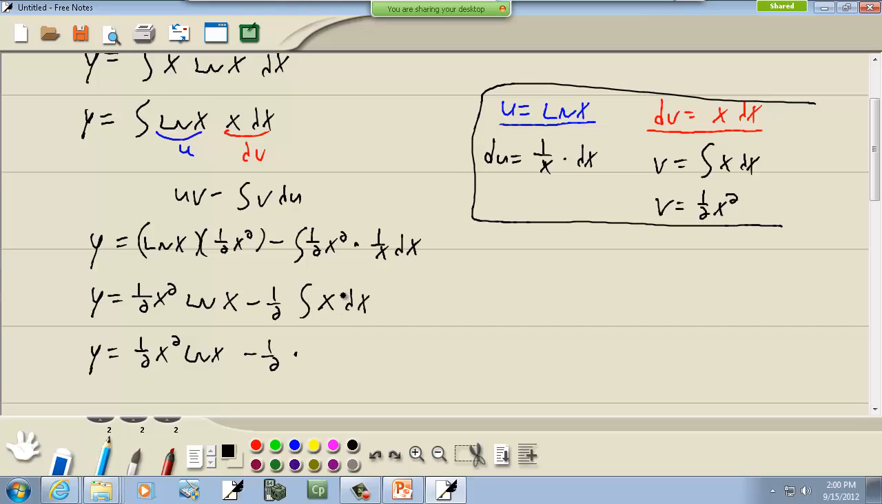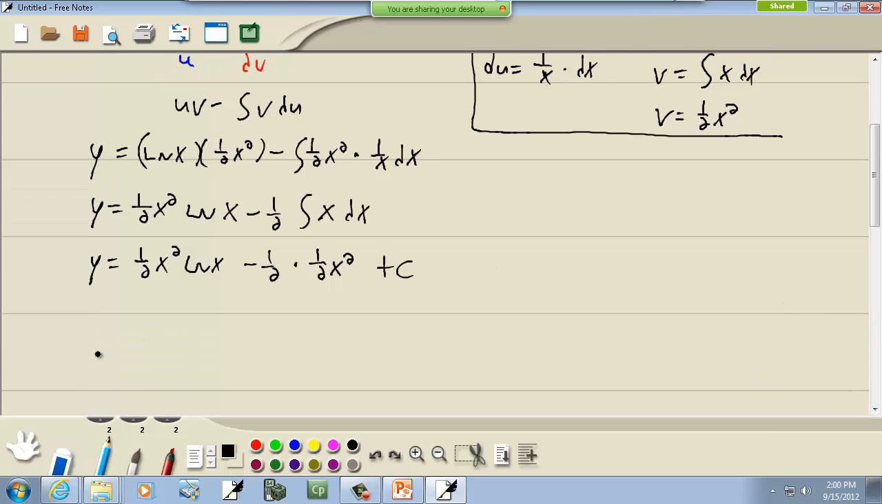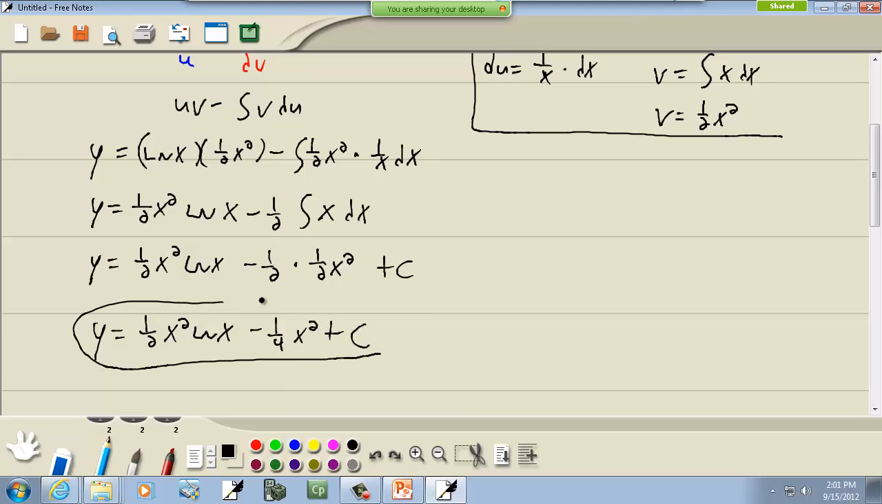Now we got x to a power, x the first, so we add 1 to our power, divide by our new power. So that gives us 1/2 x squared. And I'll go ahead and put the plus c on now. And that gives us 1/2 x squared natural log of x minus 1/4 x squared plus c. And that would be your answer.